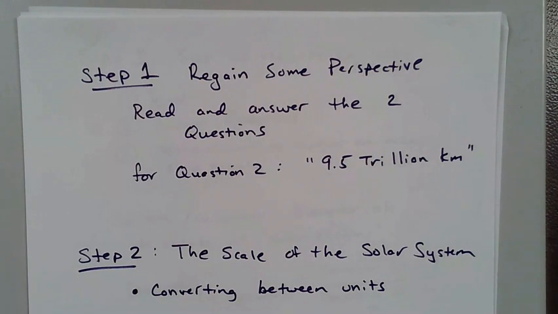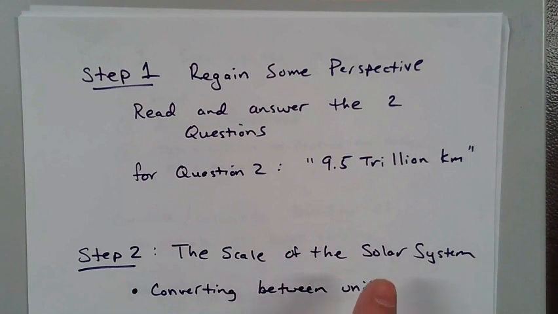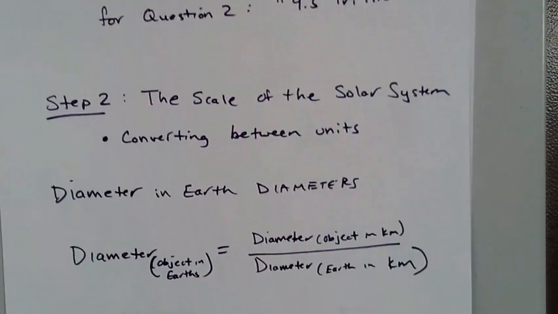starts with step 1, regain some perspective. In this step, you will read over some information to help you get started in the assignment and answer the 2 questions at the bottom. The formatting of the questions tends to be a little picky, and so for the second question, you should type in 9.5 trillion km, and that should be accepted as a correct response. Then go to step 2.